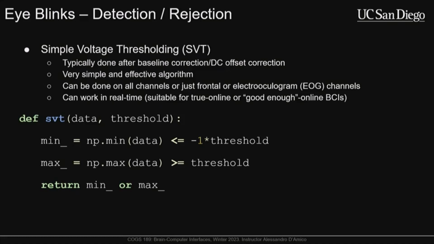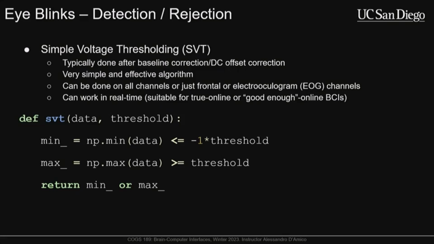You could also use something called moving window peak to peak, which is similar to simple voltage thresholding, except it's essentially trying to take the time points, either the maximum and minimum or two neighboring time points, and looking to see if the change from point A to point B is larger than a certain threshold, and then you can reject it like that. So this is just the groundwork. It's a very simple algorithm. It works by itself unbelievably well.